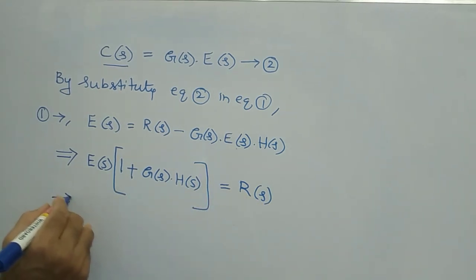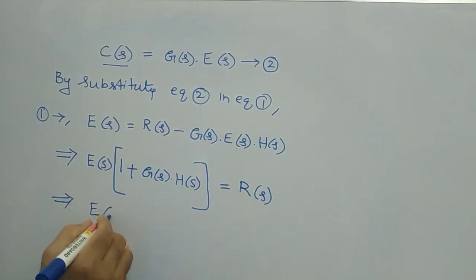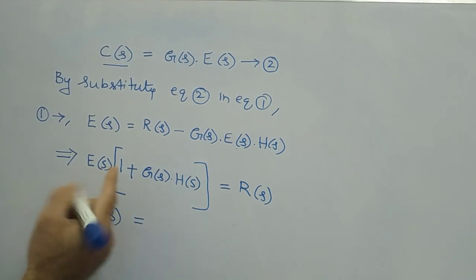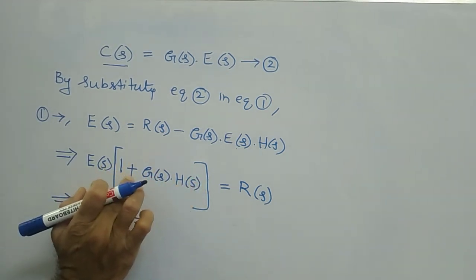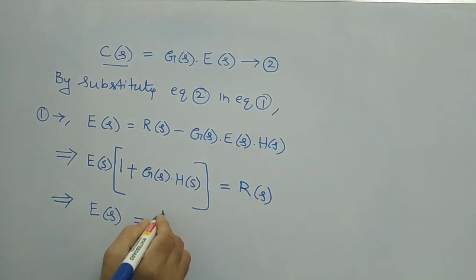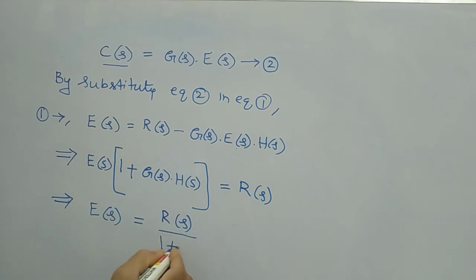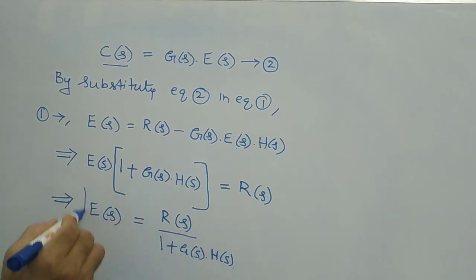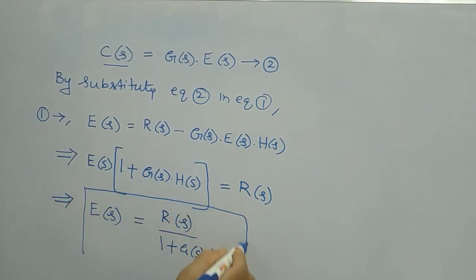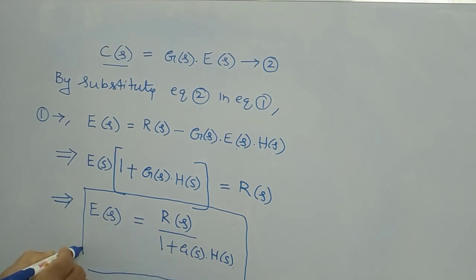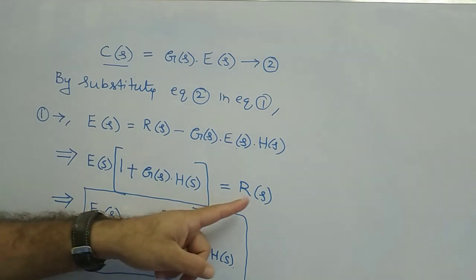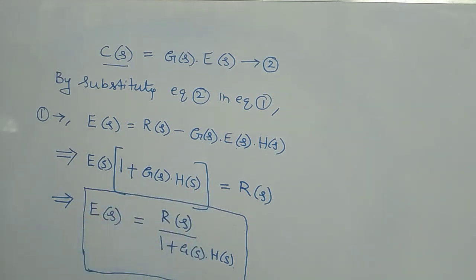From this, what is the E of s expression? E of s is equal to R of s by 1 plus G of s into H of s, where the total 1 plus G of s into H of s goes to the denominator. This is the expression for E of s basically. This is the error signal, E of s only.